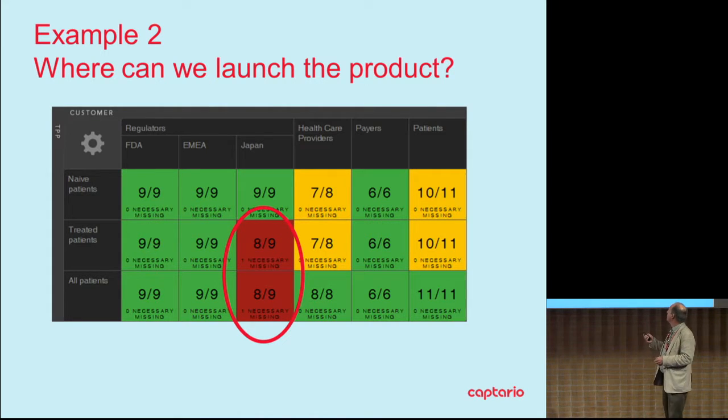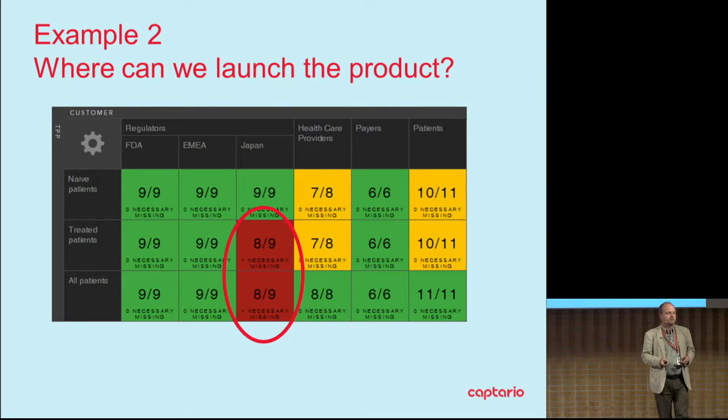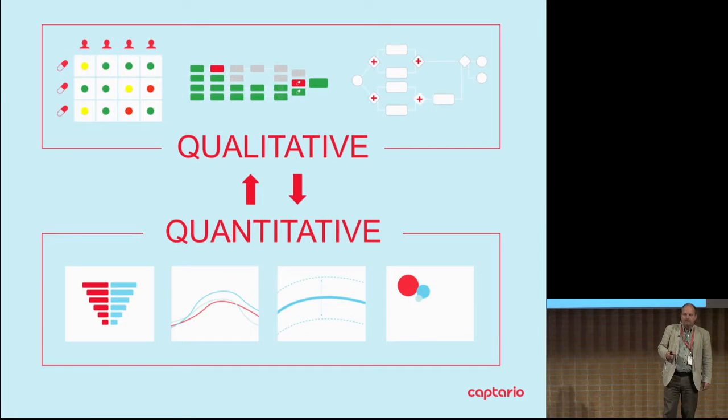In this case, we see that 2 of these profiles lack significant information to actually be able to launch in Japan. Is that important? Well, in this case, you can actually use the quantitative part of Captario Sum and see if the market value is worth the additional work and time to get those boxes ticked off. Now, these 2 examples show this combination of qualitative modeling and quantitative modeling that makes Captario Sum unique.